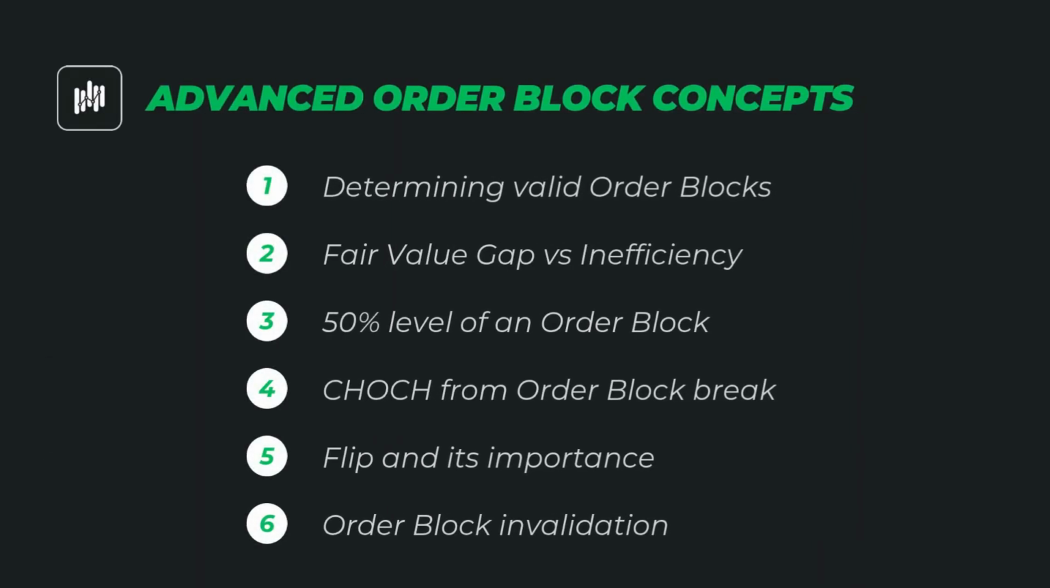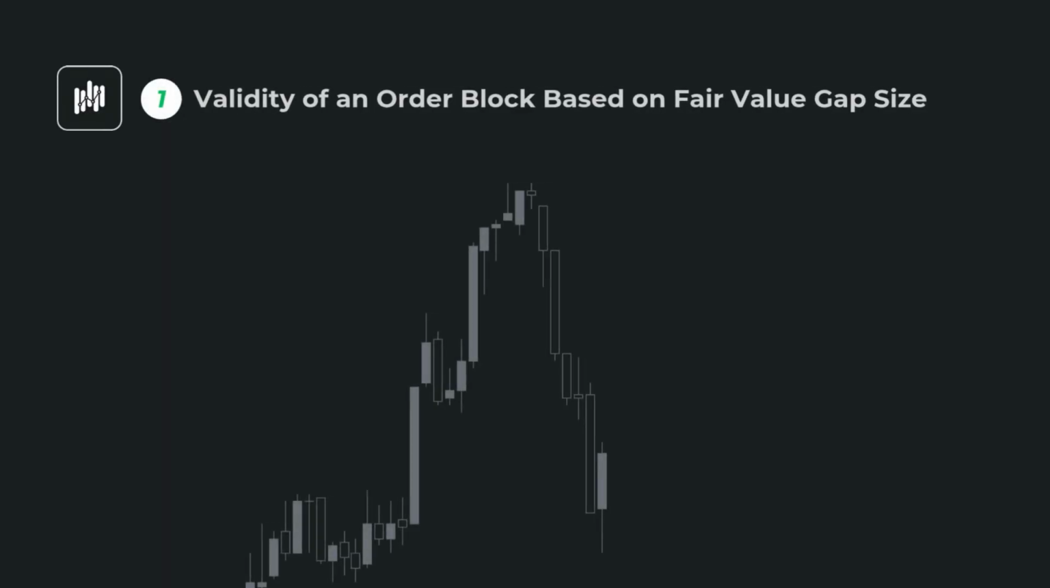Now, in this part, we're going to dive deeper into the more advanced and professional aspects of order blocks. We'll learn how to determine which order block among several is more valid, how to find more zones by understanding the difference between fair value gap and inefficiency, how to use the concept of the 50% level of an order block, how change of character can sometimes form from the break of an order block itself, the meaning of a flip, and when order blocks become invalid, and the difference between how they're invalidated on the entry time frame versus higher time frames.